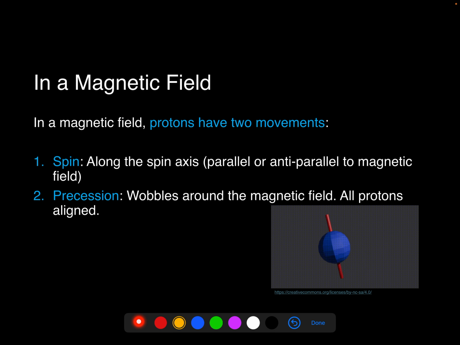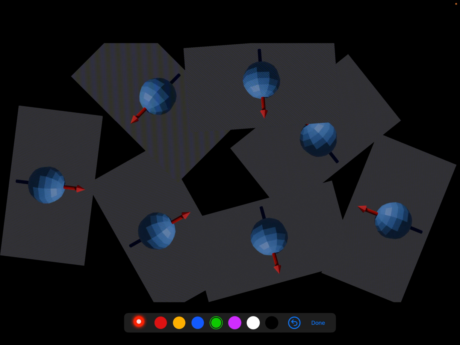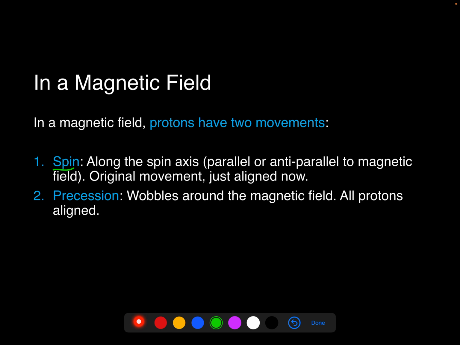However, when we enter a magnetic field, protons now have two very important movements. The first is the spin, and the second is the precession. I'll go through each of these one by one. So here, you will recall from two slides back, is what protons are like normally in a normal body. Then we have a spin. Imagine that we now enter a magnetic field, and both of these movements happen simultaneously, but we'll break them down for the sake of understanding.